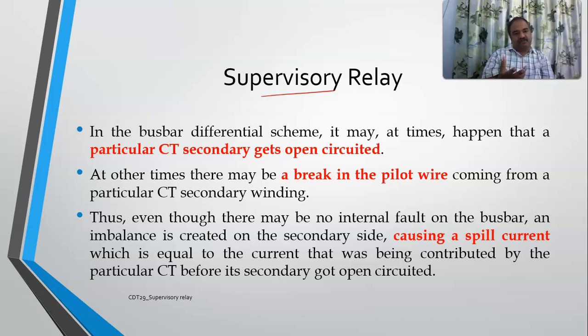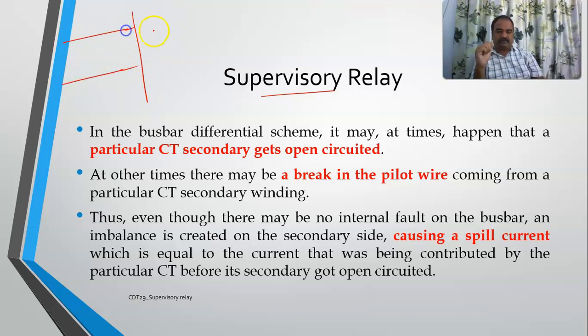Why does it become open circuited? Maybe because the pilot wire connected to it has broken. Because of that, your CT might have become open. If your CT gets open, there will be a spill current flowing into your circuit. I'll show you. Now let us suppose there is a 2 incoming, 2 outgoing system: 2 incoming feeders, 2 outgoing feeders.